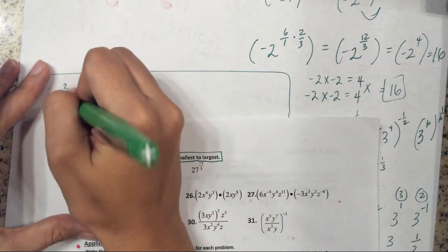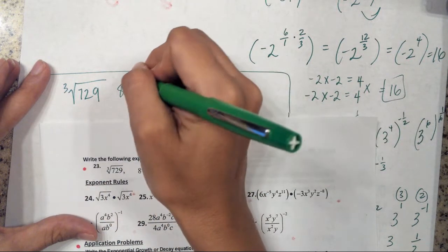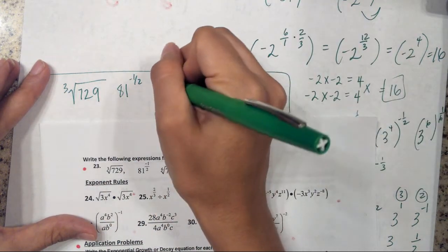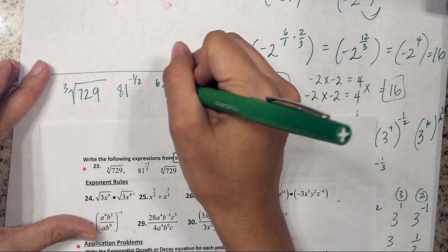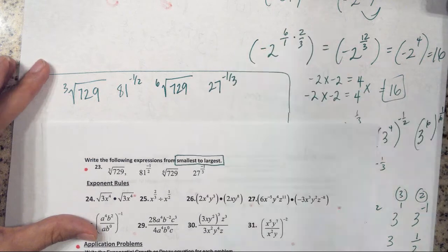So I have the cube root of 729. I have 81 to the negative 1/2 power. I have the sixth root of 729. And then I have 27 to the negative 1/3 power.